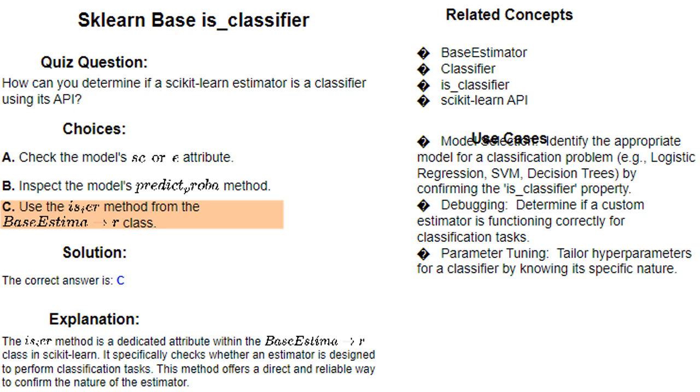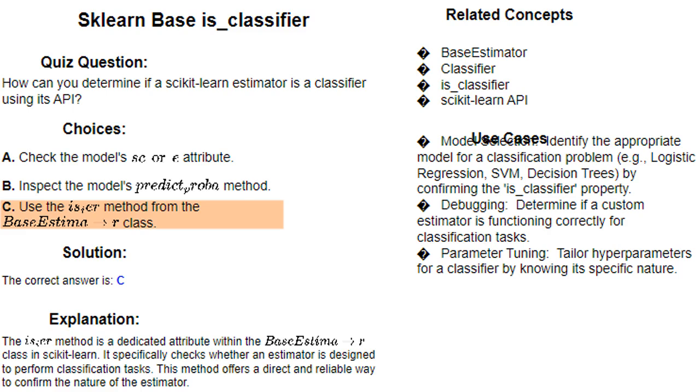When dealing with classification problems, the isClassify method can help you choose the right model. You can quickly identify which models are designed for classification by checking the isClassify property. For instance, if you want to use a support vector machine, SVM, for a classification task, you can verify it using isClassify.